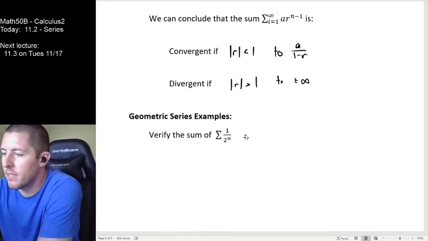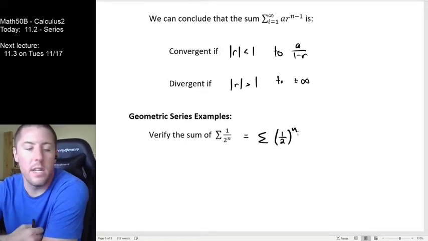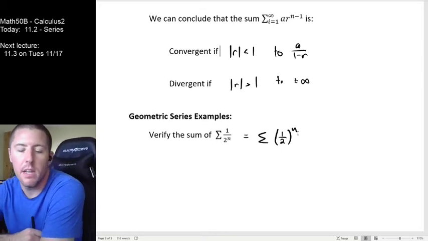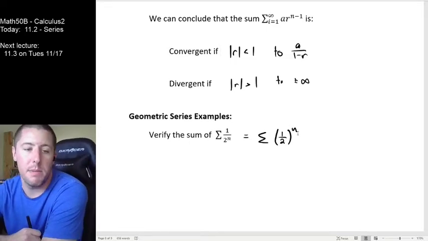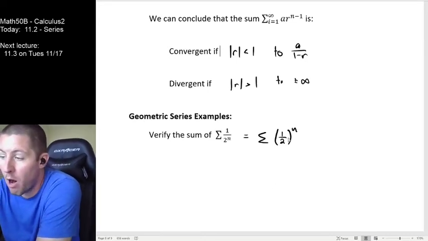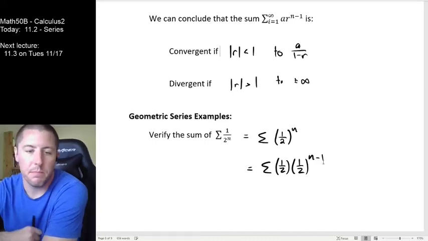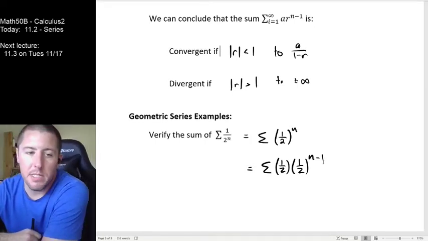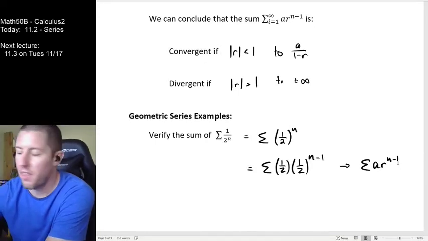So I think I can rewrite this as the sum of, first I can do this, because 1 to the n is always just 1, so that's equivalent. Now what I'm seeing is this is almost like what I want, except I don't want that to be to the power of n. I want it to be to the power of n minus 1. I want one fewer multiple of 1/2 included in this part of the sum. So I'm going to write this as 1/2 times (1/2) to the n minus 1. Those two little algebra steps have now brought me into a format where I look like the sum of a times r to the n minus 1. That was the really important thing I needed to do.